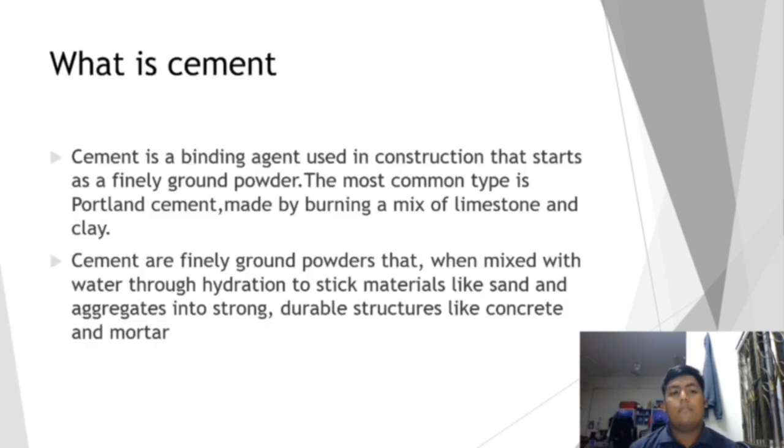Today I'm going to talk about the cement. What is cement? Cement is a binding agent used in construction that starts as a finely ground powder. The most common type is Portland cement. It's made by burning a mix of limestone and clay. Cement is a finely ground powder that when mixed with water goes through hydration to stick material like sand and aggregate into strong, durable structure like concrete and mortar.